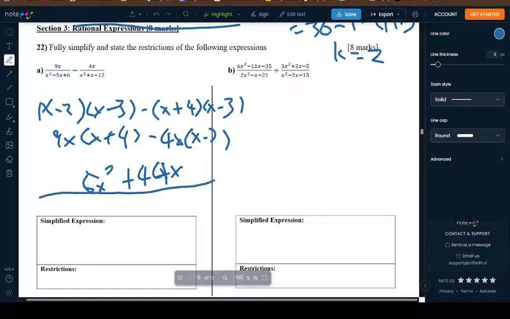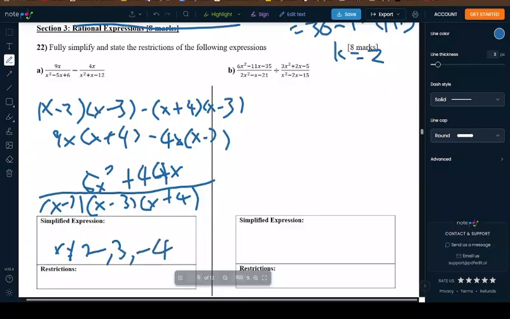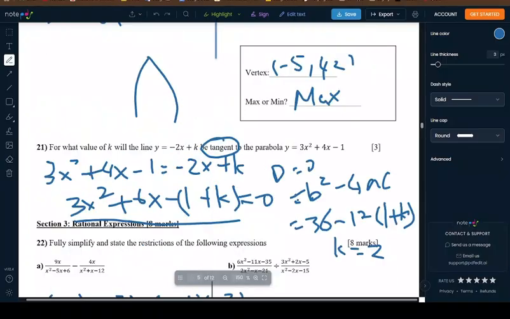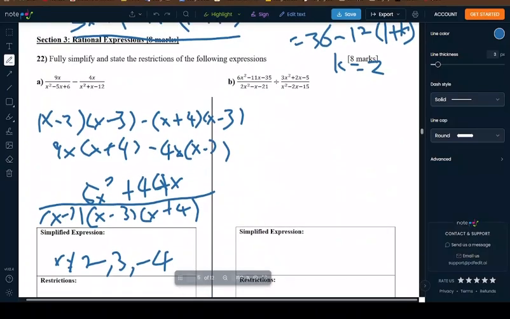Over x minus 2, x minus 3, and x plus 4. And what are our restrictions? x doesn't equal 2, 3, or negative 4. On the right, division, otherwise known as dividing by a function, otherwise known as multiplying by the reciprocal of the function. So, actually, no, let's factor first. Factoring is always our friend.